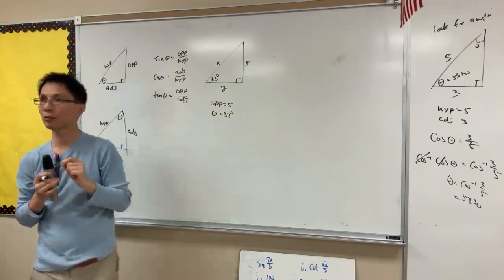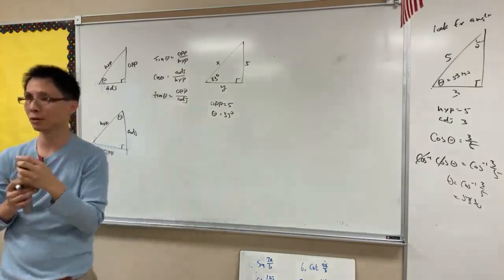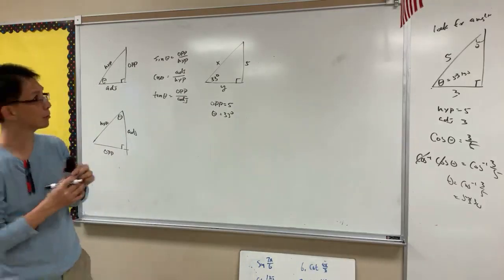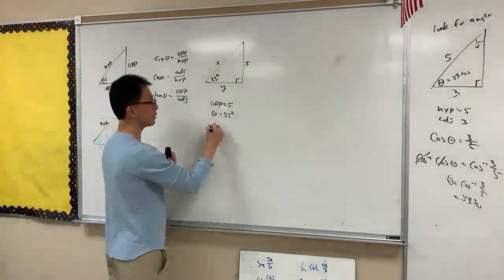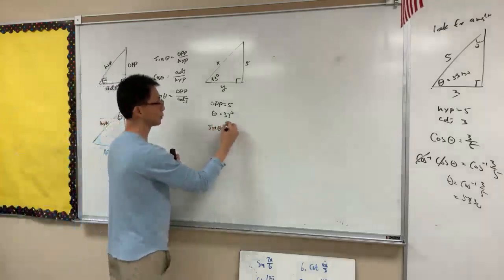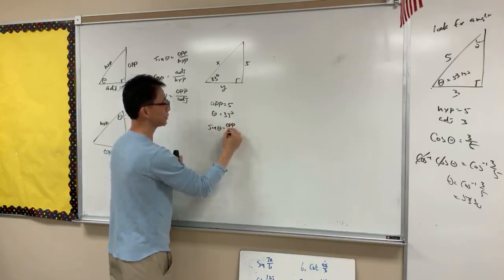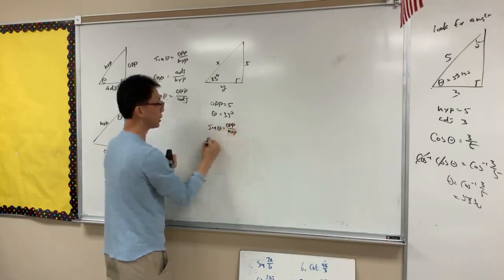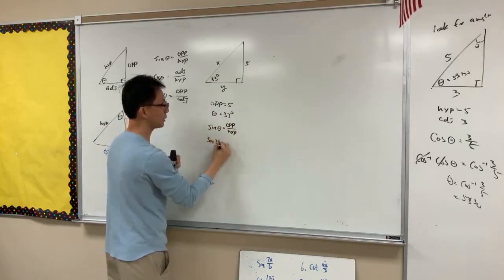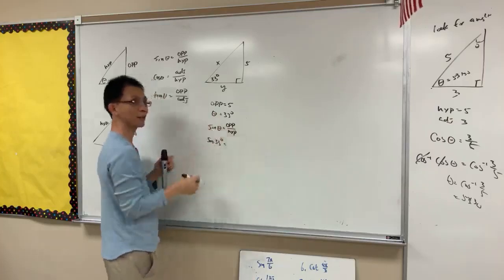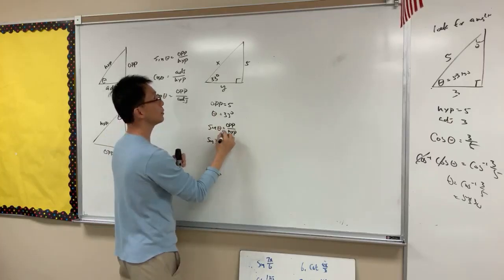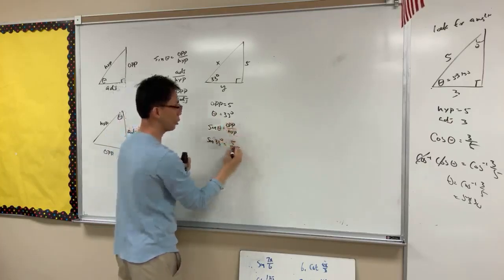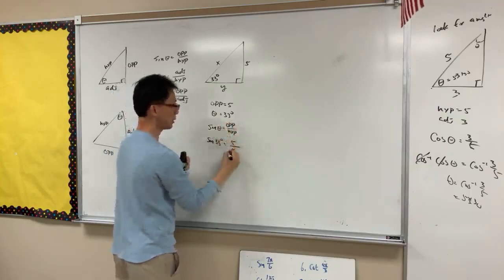Okay, so which one will we be using, Adriana? Sine. Why sine? Okay, let's write down. Sine of theta is equal to what? Opposite over hypotenuse, right? So what is theta in this case? 33 degrees. I will write that out like this. Sine of 33 is the opposite over the hypotenuse.